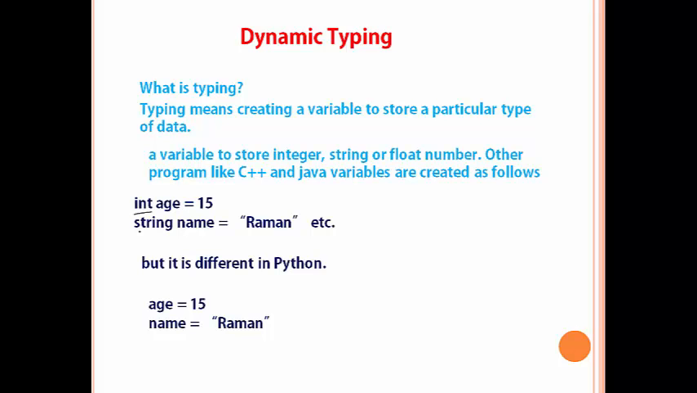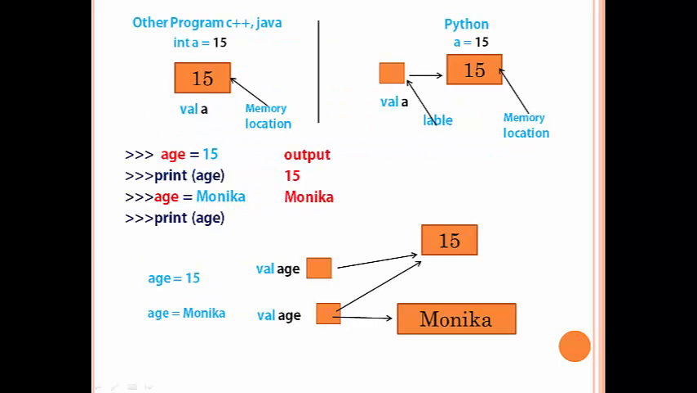Okay, int is written here, string is written here, but here nothing is written. So this is different, and we'll try to understand more about it. While creating int a = 15, that means a is a variable, a memory location, and the number is stored here only, in the case of other programs.